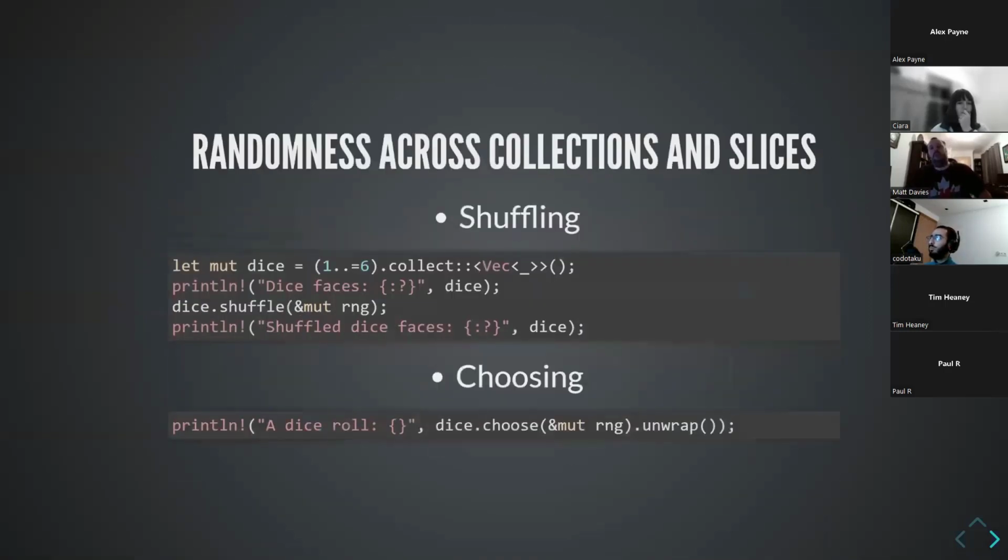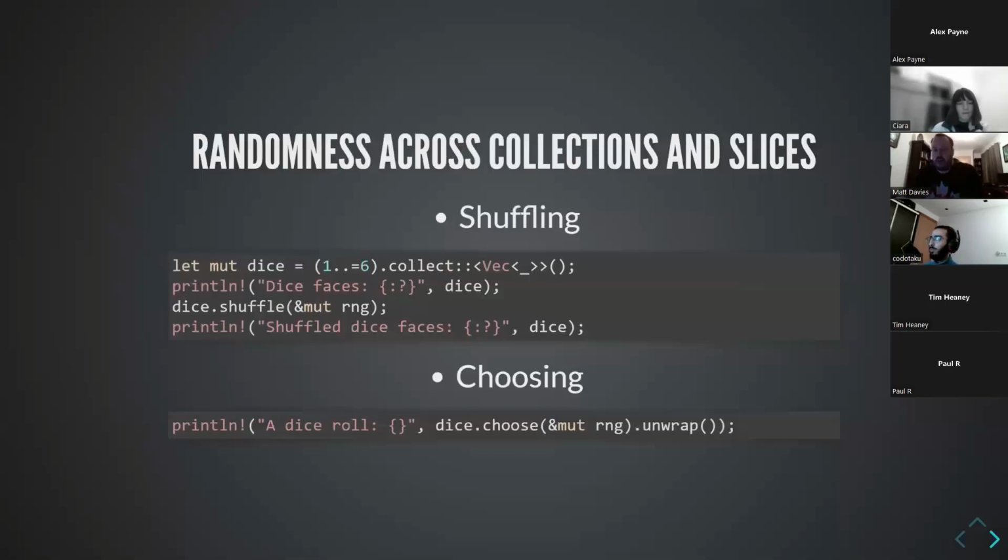But we can also use randomness across collections and slices. So in the shuffling section there, on the first line, I'm just creating a vector of numbers from 1 to 6. Then I just print the dice faces, but then I decide I want to shuffle the dice. So I call shuffle on dice and pass in the random number generator, which needs to be mutable because the state of the RNG will change every time you generate a random number. And that will just produce another vector of 1 to 6, but in some random order.